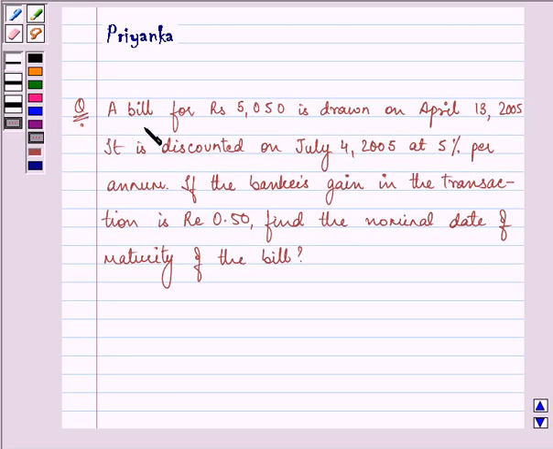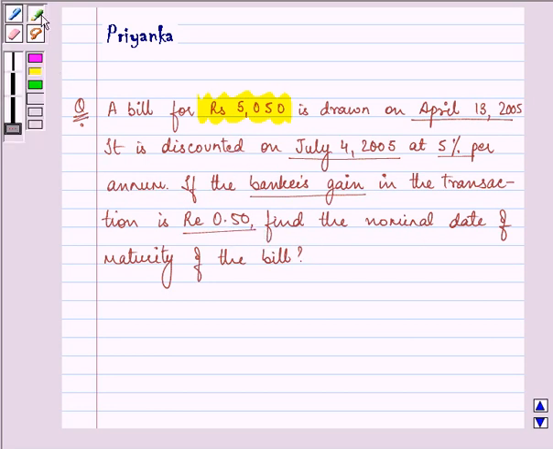The question says a bill for ₹5,050 is drawn on April 13, 2005. It is discounted on July 4, 2005 at 5% per annum. If the banker's gain in the transaction is ₹0.50, find the nominal date of maturity of the bill.